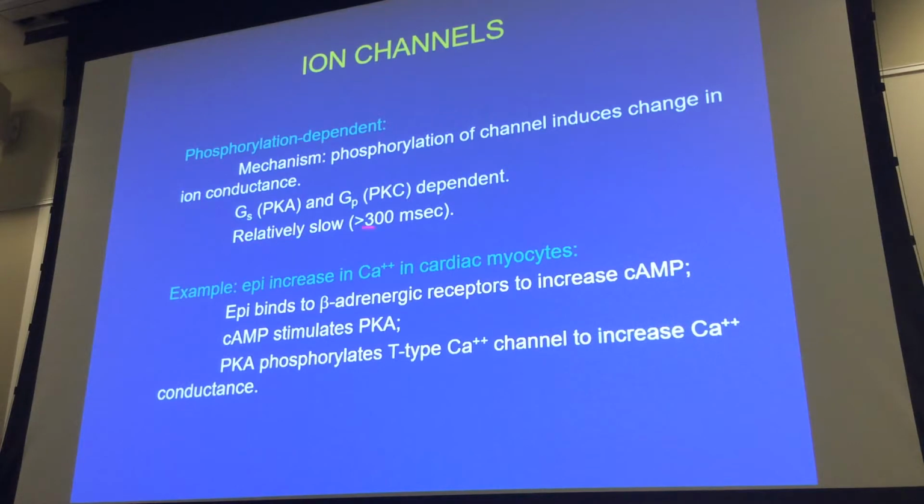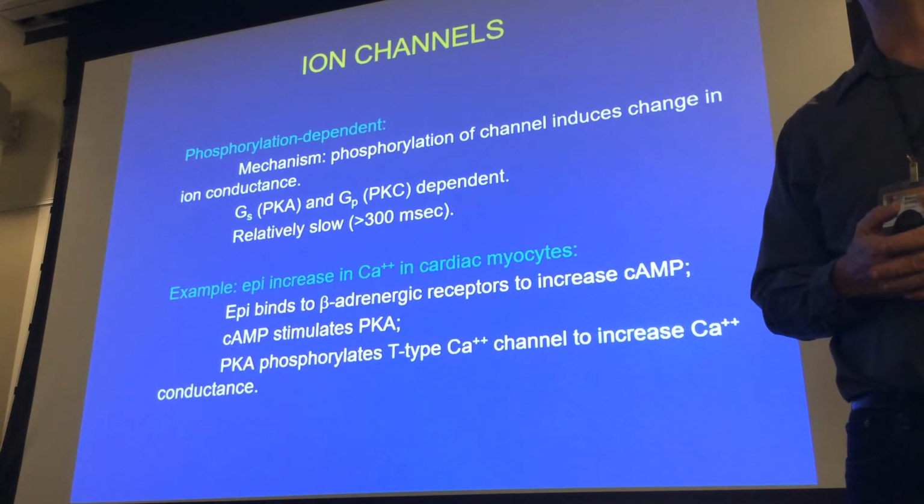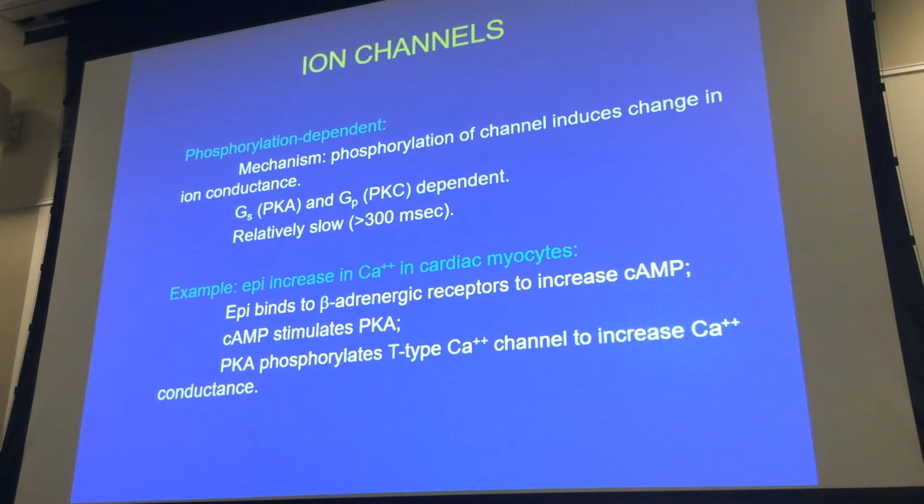This is a relatively slow activation. So it takes greater than 300 milliseconds to open a calcium channel by phosphorylation. That doesn't sound like much, but it's actually pretty slow. And the reason why it's slow is because you have to go through all these steps. The agonist binding the receptor, dissociating from the G protein, activating cyclase, forming cyclic AMP, phosphorylating, activating PKA, activating the ion channel. 5 or 6 steps involved in that, so it takes a while.